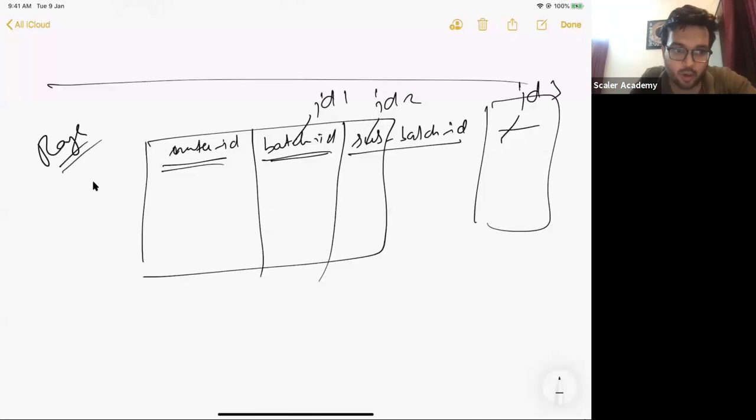Do you guys realize that range queries are going to be very, very common? The moment you realize that, your partition key should be such that the range queries are optimized. Does that make sense, folks?